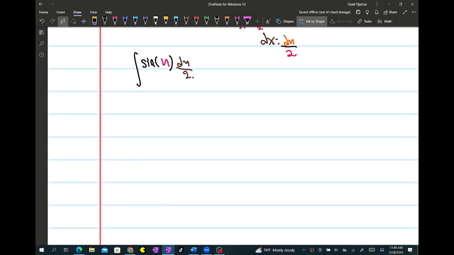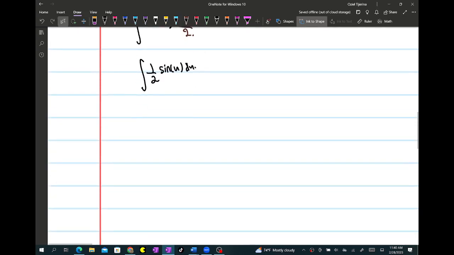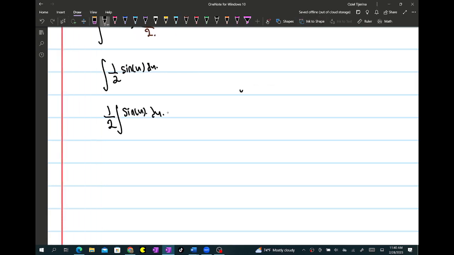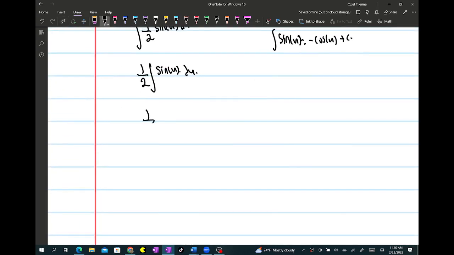And now notice that there's this 1 half here. So really, this is the integral of 1 half sine of u du, right? And we can take that out of the integral. So 1 half times the integral of sine of u du. And if you know from your integral formulas, the integral of sine of u is going to be negative cosine of u plus c. However, we have 1 half, and we're going to do times negative cosine of u, right?